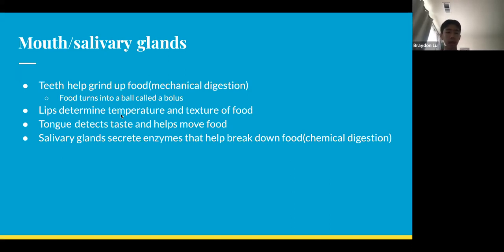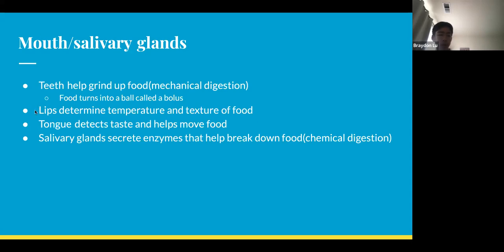So let's start at the beginning of the alimentary canal. First there's the mouth and salivary glands. The salivary glands help the mouth break down food by secreting enzymes. One example of this is amylase, an enzyme that helps break down carbohydrates, and it's found in saliva. Teeth also help to digest food by grinding it up, and this is called mechanical digestion. And at the end, the food is turned into a ball called the bolus.